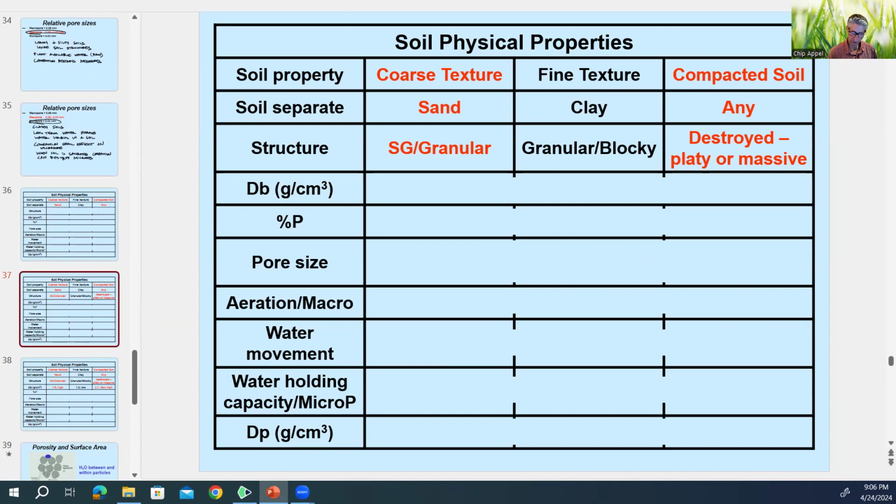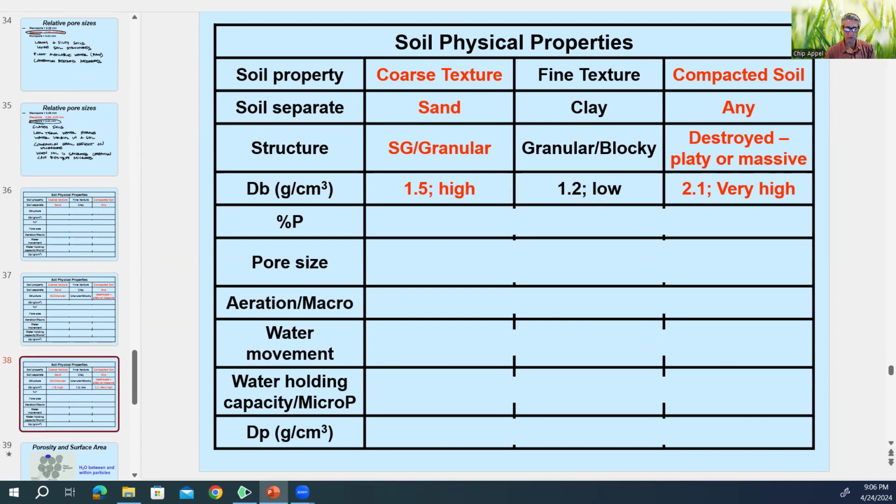So then what we want to do is predict what is going to be the bulk density of these, what's going to be the porosity of these. And we know that bulk density and porosity are inversely related, right? So those are some typical bulk densities for these different soils. And as we're thinking about these and writing them down, you should be able to draw a simple but elegant soil pie chart for each of those. Okay, porosity we know is inversely related to bulk density.